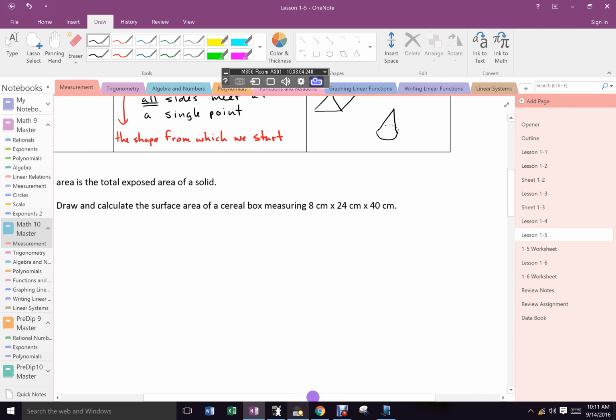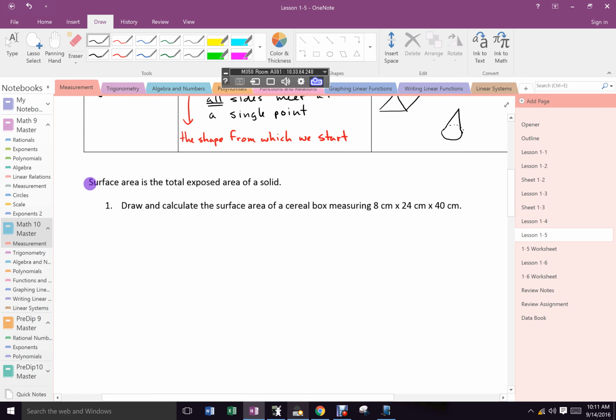All right, let's do some math. This sentence here is very important. One word in it. What is the most important word in that sentence? Exposed area of a solid. So let's discuss this for a minute. What is the surface area of my cup right now?